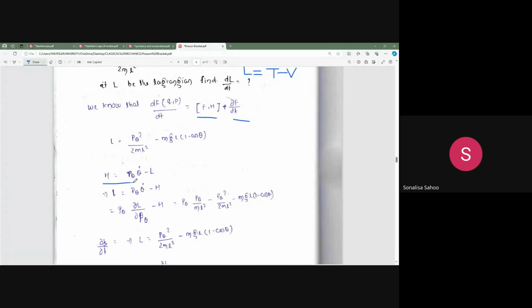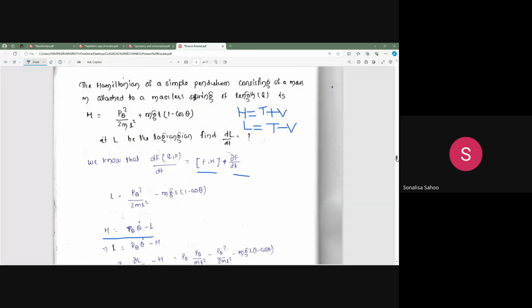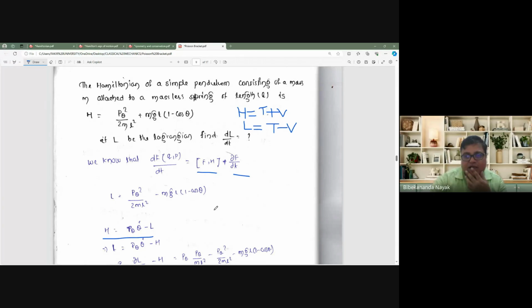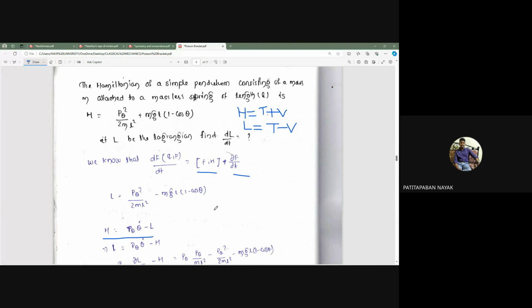You know, Hamiltonian is equal to, sir, screen to dekha jaune, PDF to dekha jaune. This one? Nice. No, no, it's visible. You have to go to the top of your. It's okay. Visible. Visible, sir? Yes, visible. Yes, sir, it's visible. Okay. Sonali, sir, you just scroll it to the top, then it will be visible.